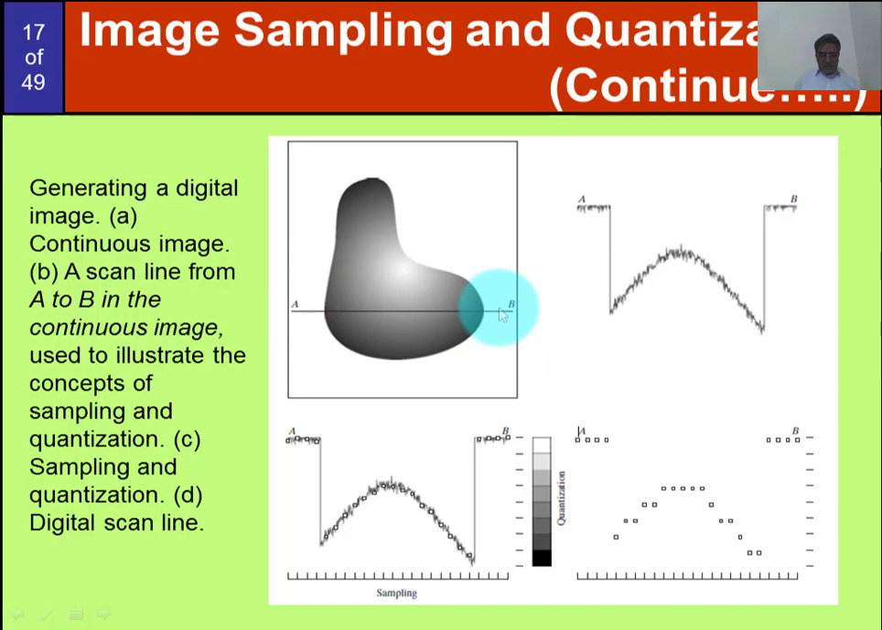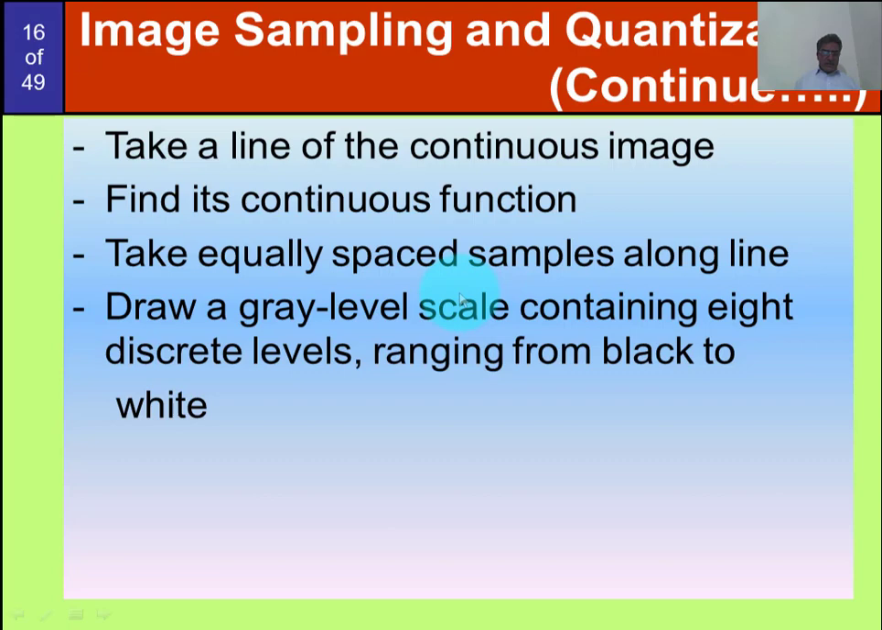When I take this single line, it has so many pixels. Some are white, this area is white, this area is white, some are dark black, some are light black. Here the middle point consists of light black pixels. So I want to take a single line of pixels from this point to this point. The first point means take a line of continuous image, find its continuous function, take equally spaced samples along line. What does it mean? Take equally spaced samples along line.